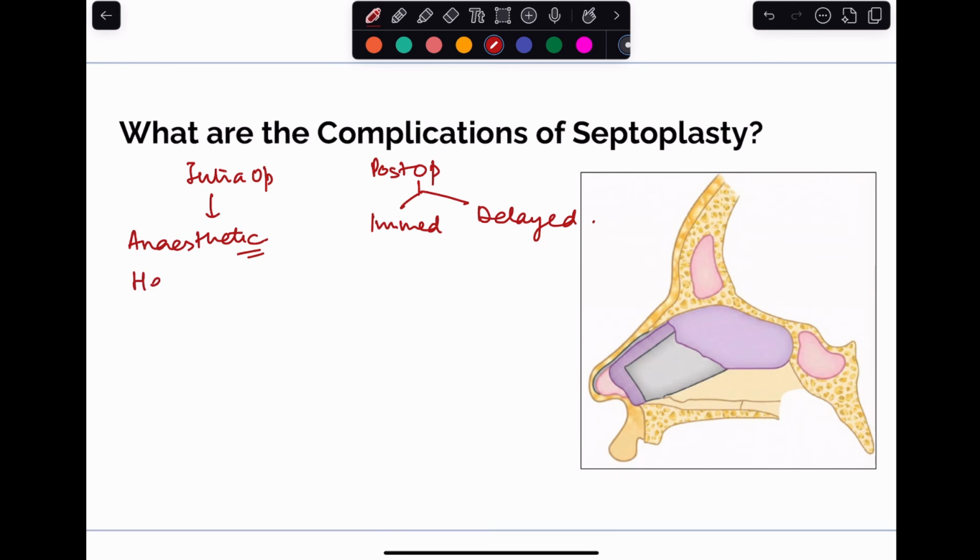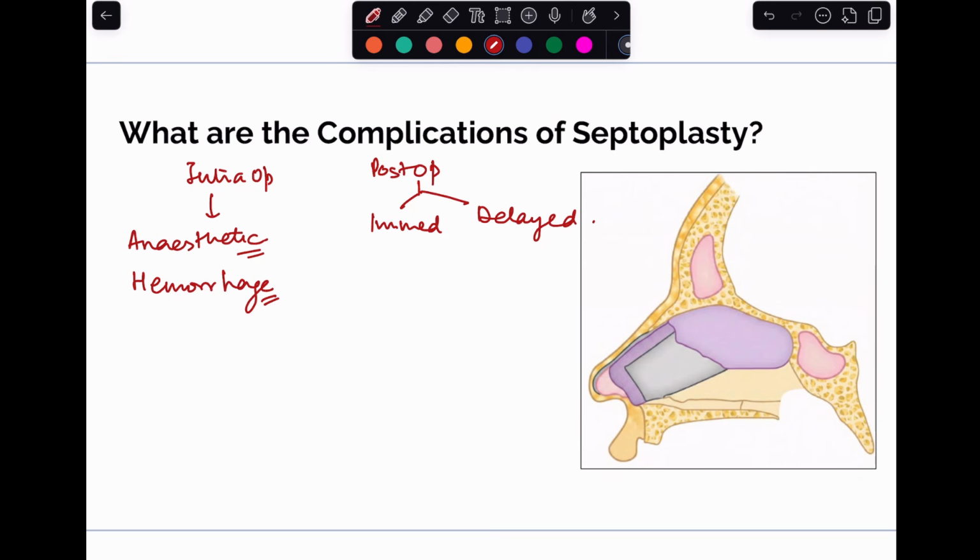Next, the only other complication that we'll face here is hemorrhage, which is a major one. So that is why it is important that you infiltrate the nose properly. You use adrenaline as well during infiltration, and also the head end elevation during the positioning of the patient will help make sure that your visibility is better.